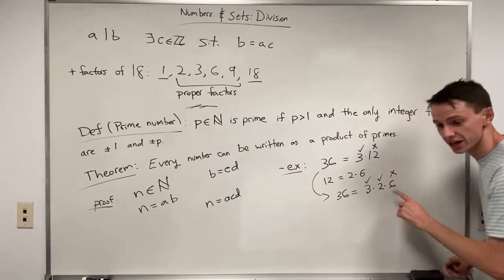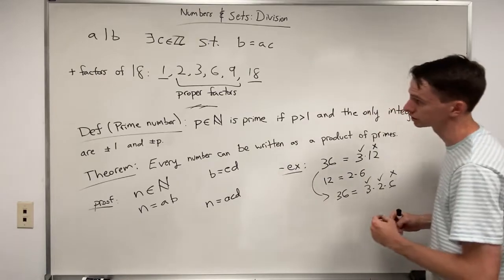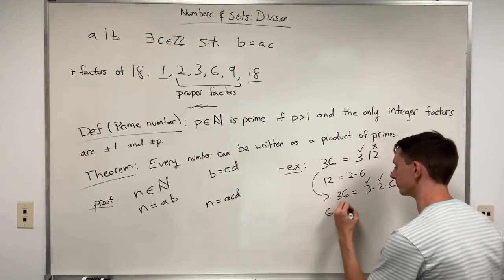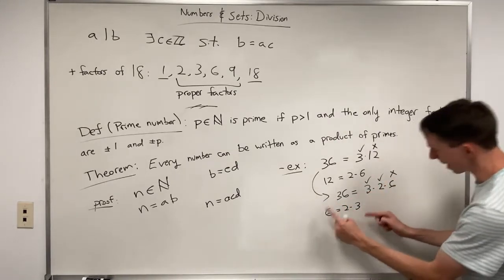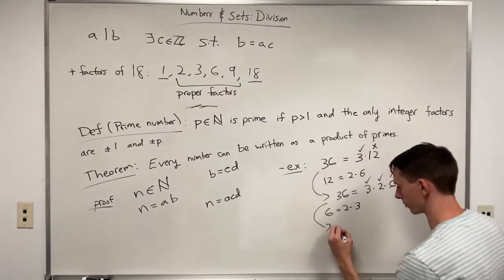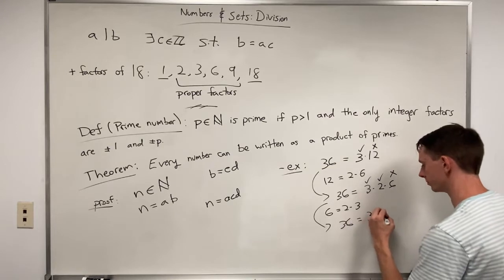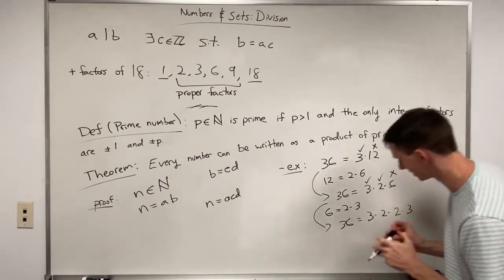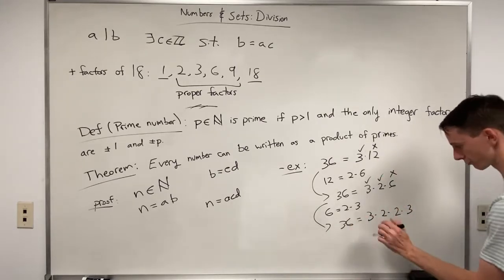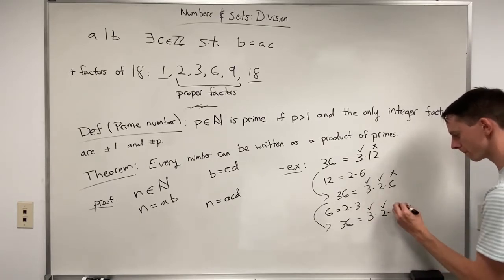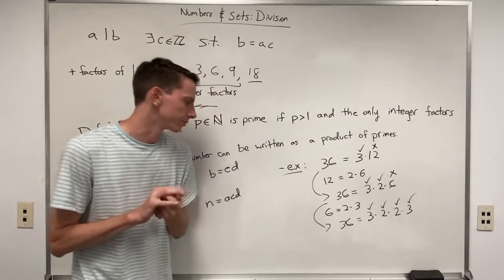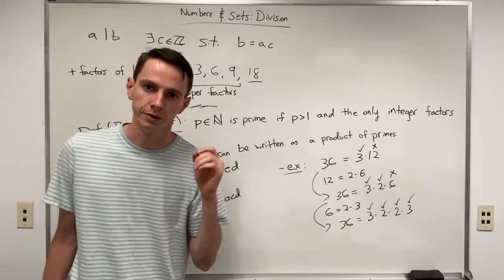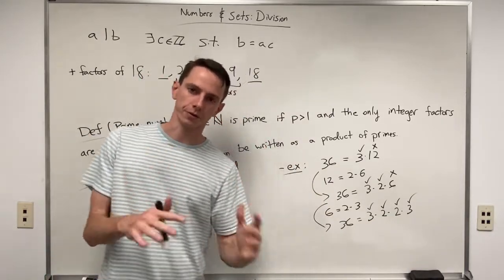But again, because 6 is not prime, that means it has proper factors in between the number 1 and the number 6. And more specifically, we know that 6 equals 2 times 3. So now if we plug this back into here, the number 36 can be written as 3 times 2 times 6, which is 2 times 3. And now hopefully we see that by looking at the number 36, 3 is a prime, 2 is a prime, 2 is a prime, and 3 is a prime. So we have written the number 36 as a product of numbers where each of the numbers in the product is a prime number. And that's what the theorem is stating.